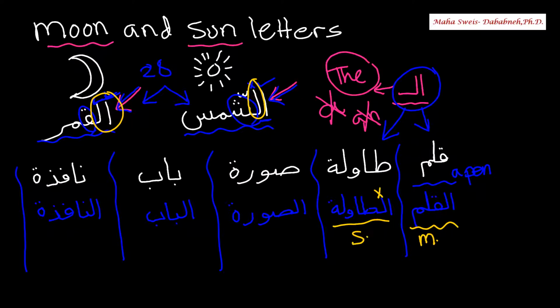Anytime the noun starts with a sun letter, we need shadda on top of the first letter. At-tawila, we need shadda. Sun is in love with shadda all the time. Moon letters, they never care and they never love shadda. But sun, they do.